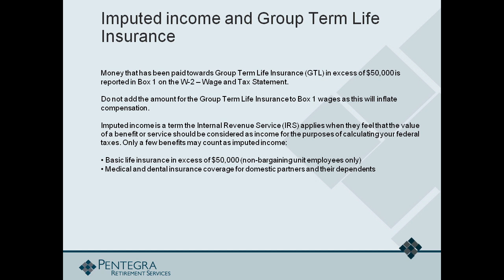Only a few benefits may be counted towards imputed income. They are your basic life insurance in excess of $50,000 for all employees, with the exception of your collectively bargained employees. Medical and dental insurance coverage for domestic partners and their dependents.